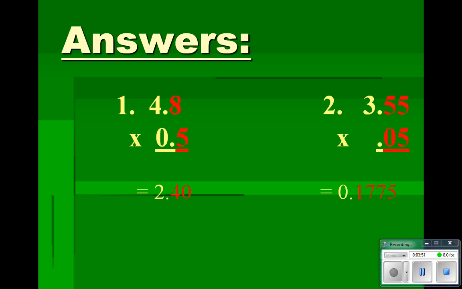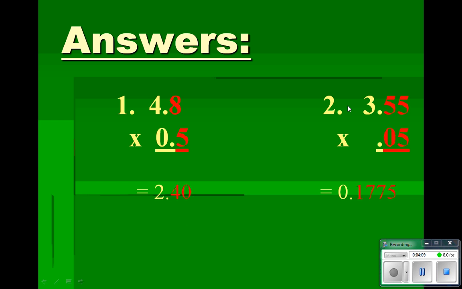Okay, welcome back. Hopefully you have checked your answers. 4.8 times 0.5 is going to be 2.40. You had two decimal places that you had to move over. One for the 8 and one for the 5. So you counted over 1, 2.